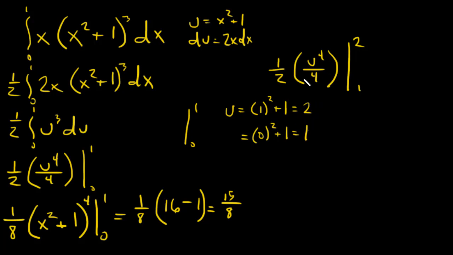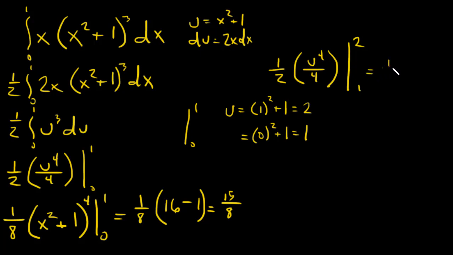I've already got my expression in terms of u. If I want to evaluate like this without plugging my x back in, all I have to do is change my bounds from x bounds to u bounds. And how do I do that? I plug the x values into this expression up here to get what the u needs to be. Okay, so let's try that.